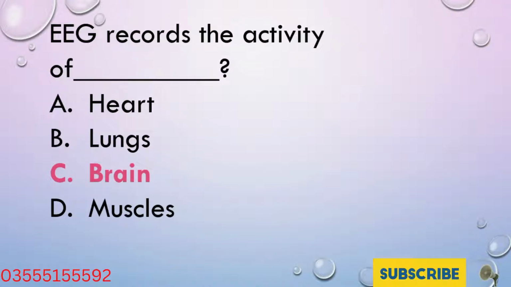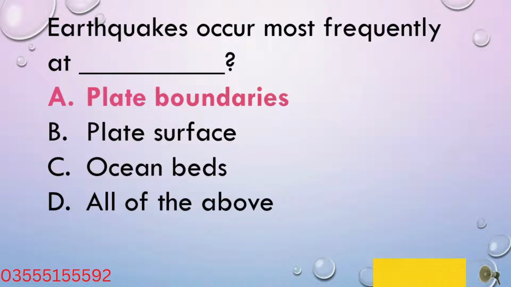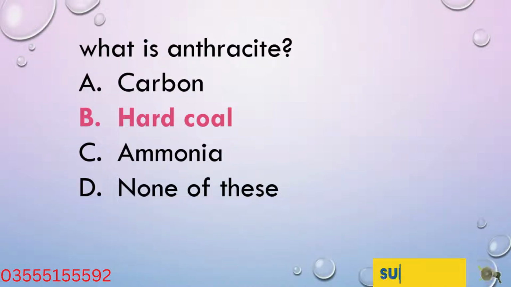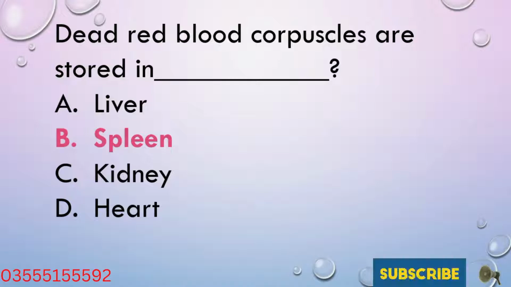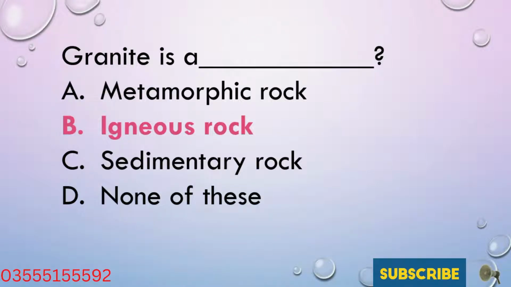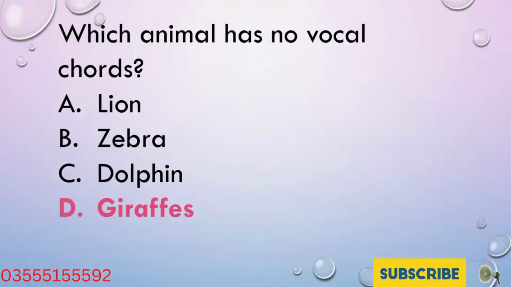EEG records the activity of the brain. Earthquakes occur most frequently at plate boundaries. What is anthracite? Hard coal. Dead red blood corpuscles are stored in the spleen. Granite is an igneous rock. Which animal has no vocal cords? Giraffe.